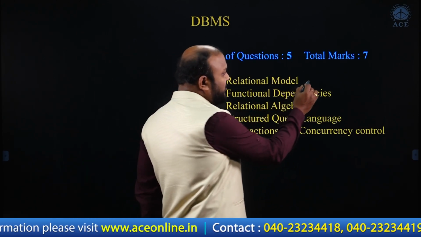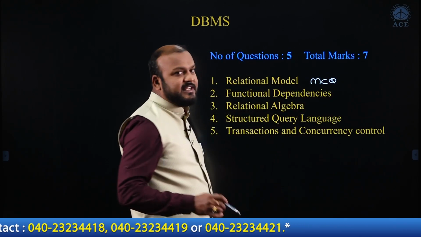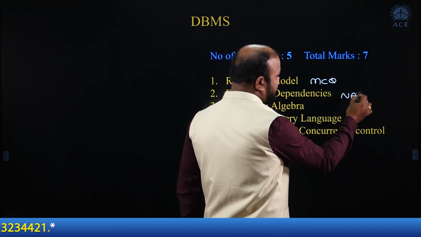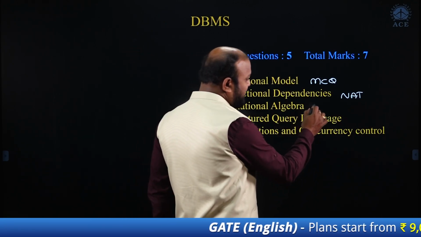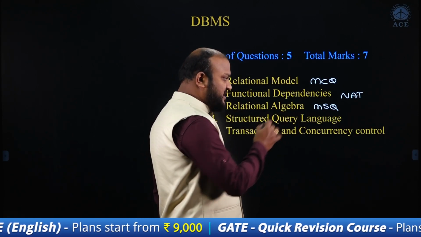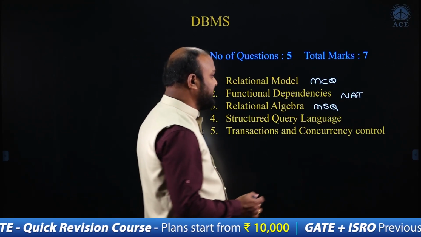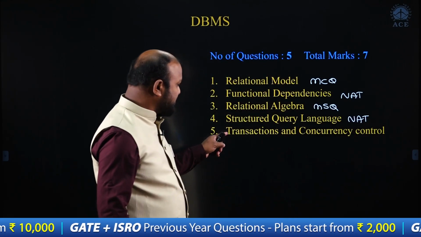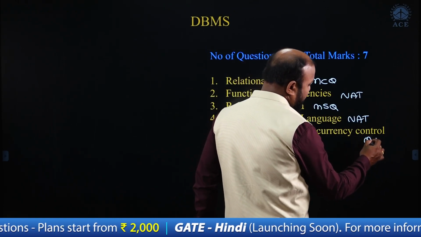In the relational model, one multiple choice question is given. In functional dependency, it is asked to find the number of super keys. It is a numerical answer type question. In relational algebra, the question is on division and it is a multiple selection question. In SQL, a table of data is given and you are asked to find how many rows are in the output of the query. That is a numerical answer type question. And the last question is based on conflict serializability, which is a multiple choice question.